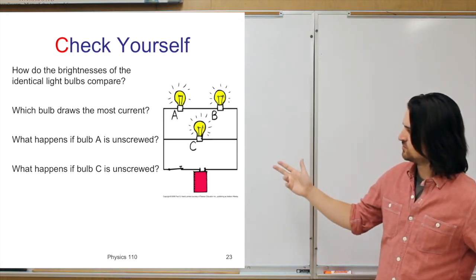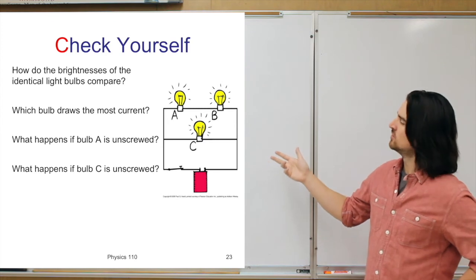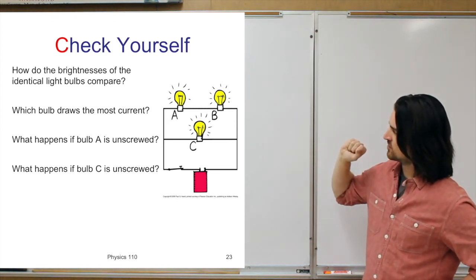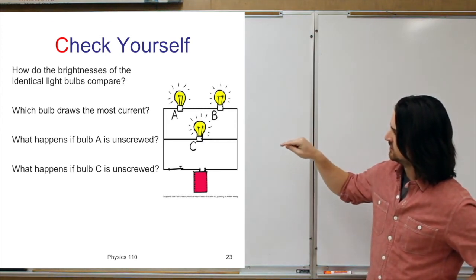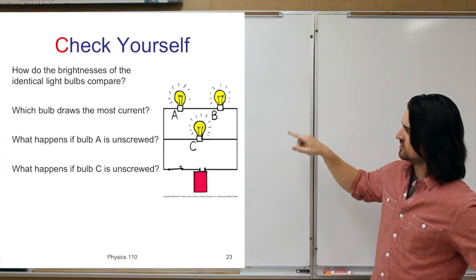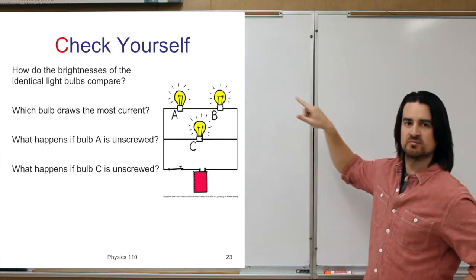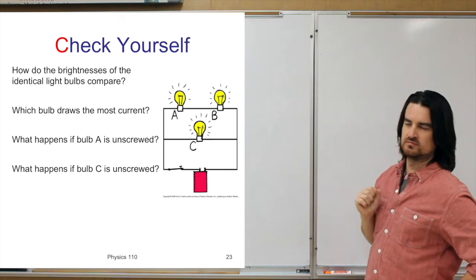And what happens if you take light bulb C out? Well, then you would just break that component of the circuit, but A and B are still going to be lit because they still have a complete path for current to flow through them.